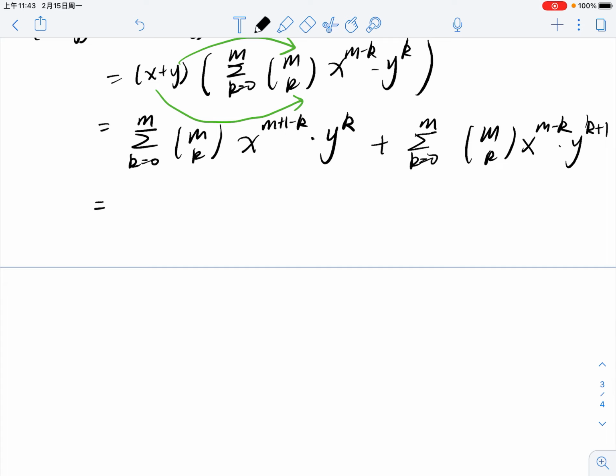Okay, next, let's change the coefficient. So let's keep the first one.